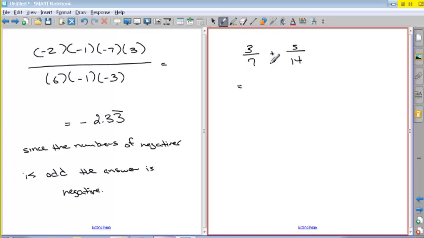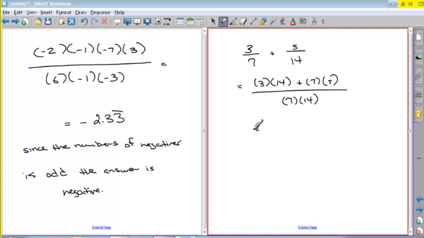Okay, so let's say you're adding two fractions. Again, rather than finding a common denominator, what I'm looking for you to do is to cross multiply these together, and because they're both positive, they're added together in the numerator. So you take 3 times 14 plus 5 times, and then you multiply the two denominators together.